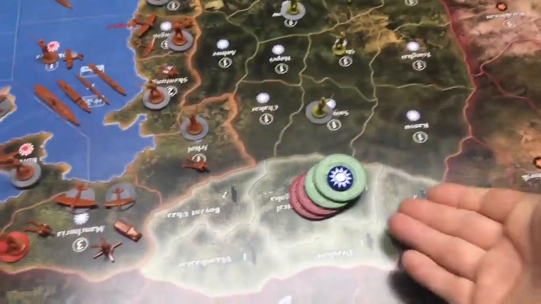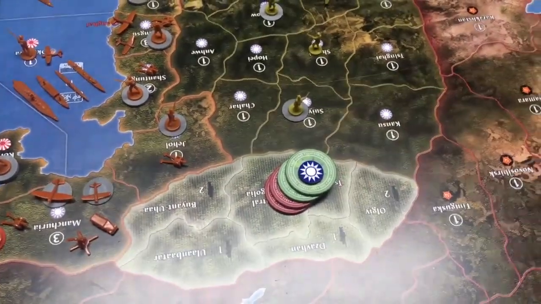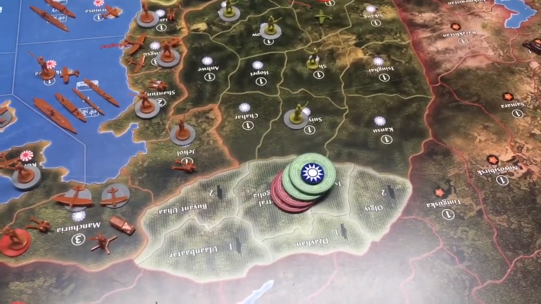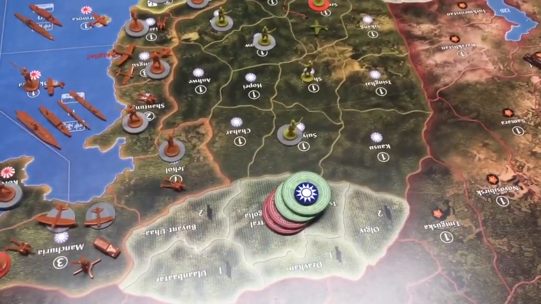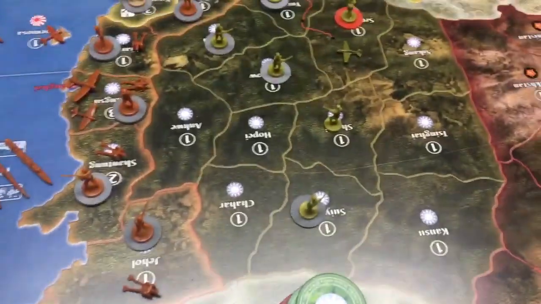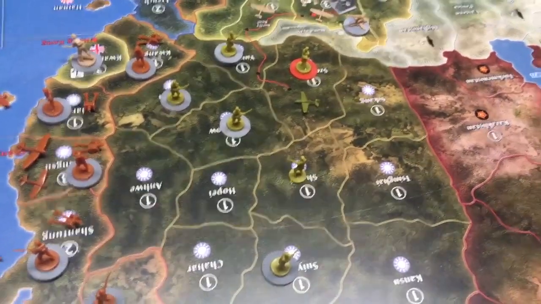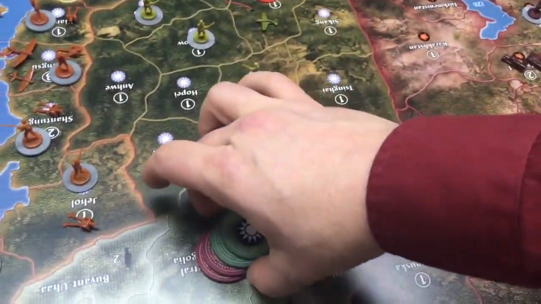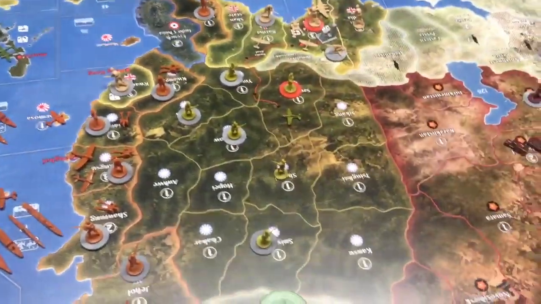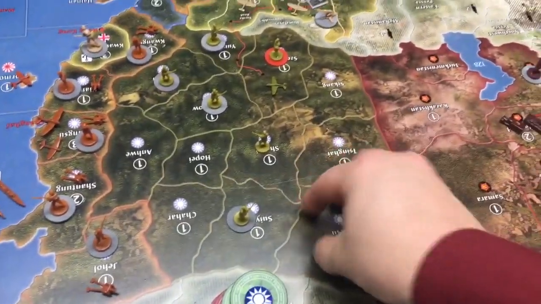Now, they can spend their money and purchase new units. However, they're limited to the units that they can purchase. They may only buy infantry. So China, another restriction when it comes to purchasing new units, they may only purchase infantry. And how do those new units get placed on the board? Well, they can put them anywhere they like. They can put one here, one here, one here. They can put all of them in one spot.